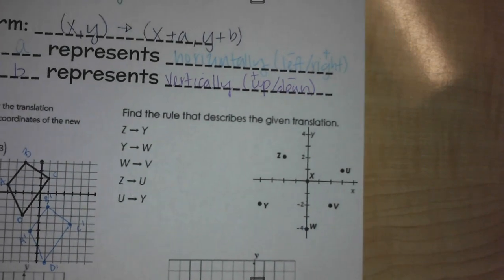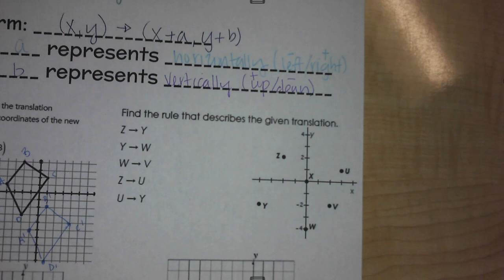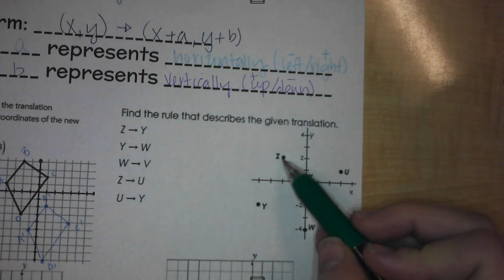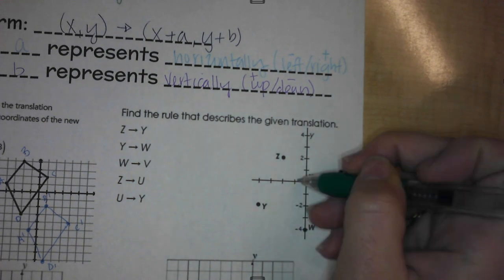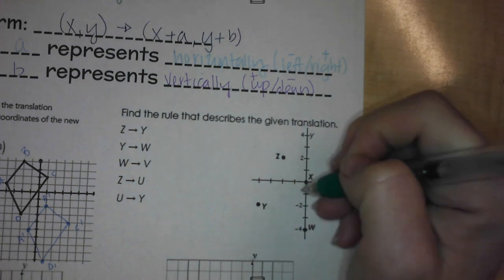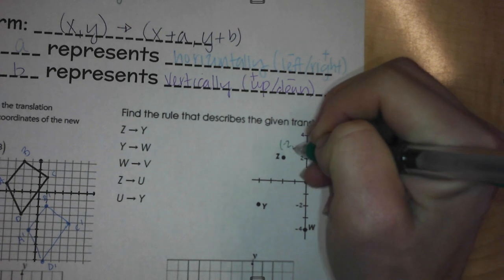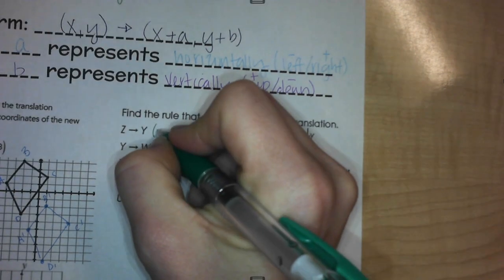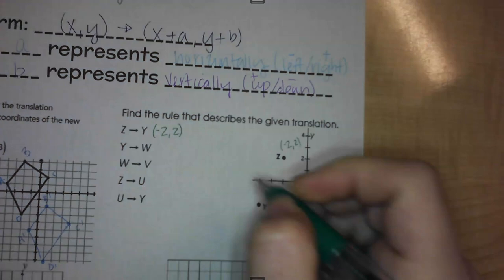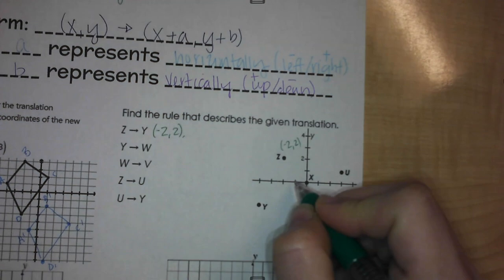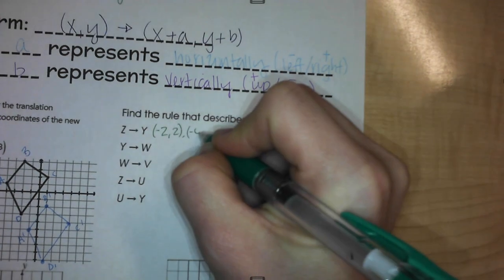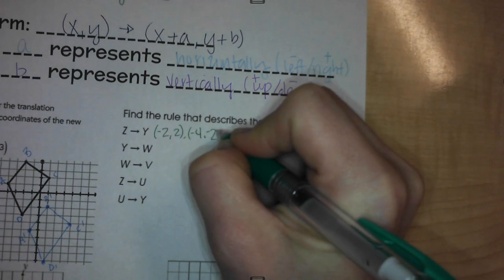This one right here, this example wants you to find the rule that describes the transformation. So we're showing from Z to Y. What do we do? So let's find the coordinates of Z. Z is at -2, 2. Let's do that. -2, 2. And Y is at 1, 2, 3, 4, -4, -2.